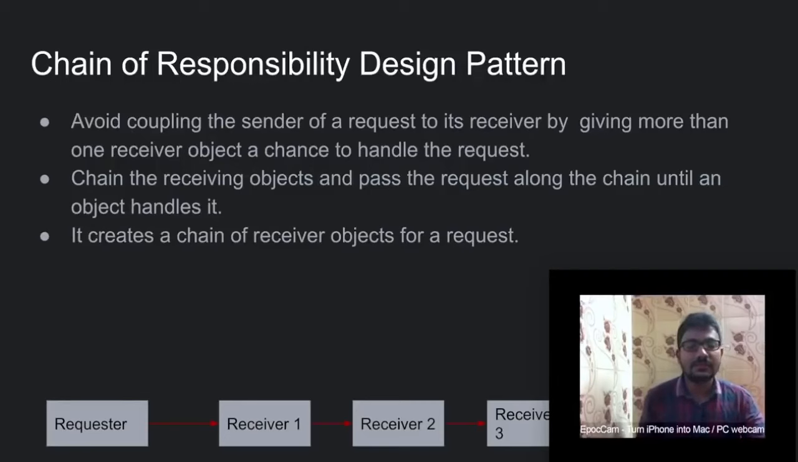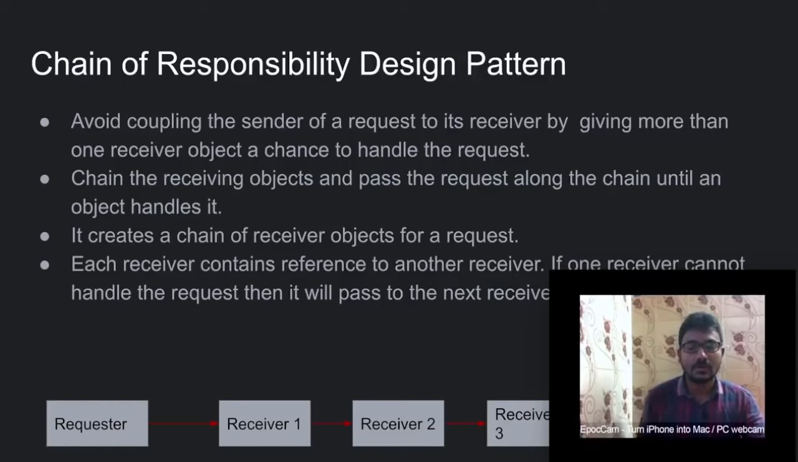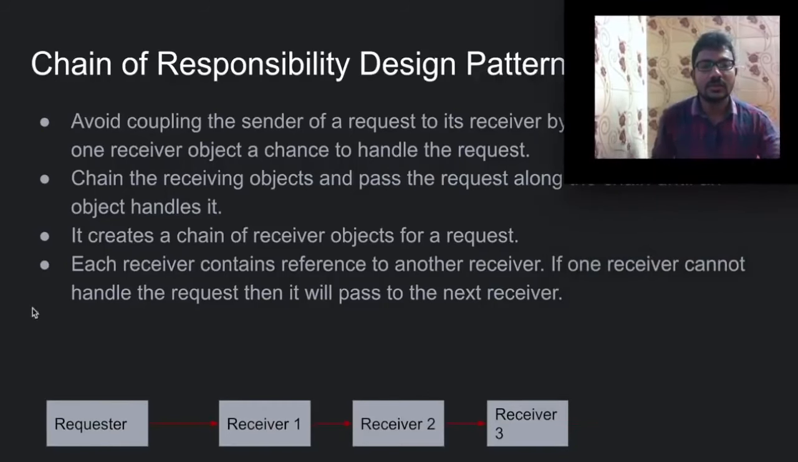It creates a chain of receiver objects for a request. We have already discussed this point in the previous example. Each receiver contains a reference to another receiver. If one receiver cannot handle the request, then it will pass it to the next service. If a client is sending some request to the server, and one receiver doesn't know how to handle that request, it would be forwarded to the other receiver by using the reference. This receiver 1 will have the reference of receiver 2, and receiver 2 will have the reference of receiver 3.